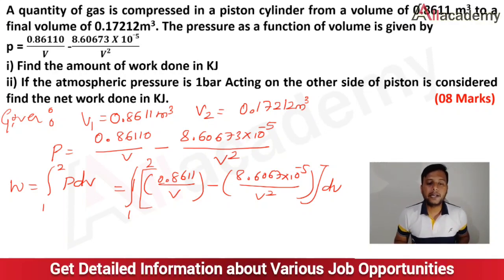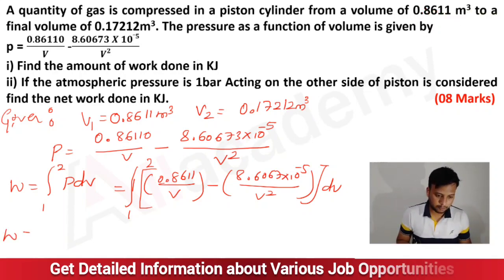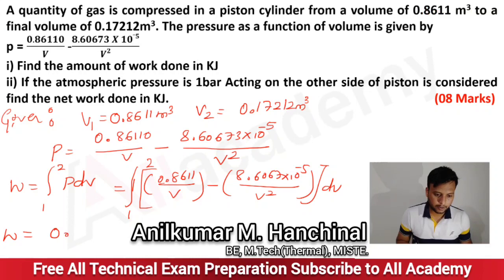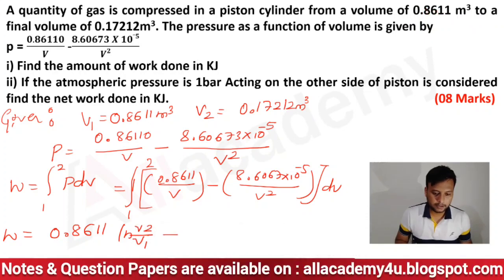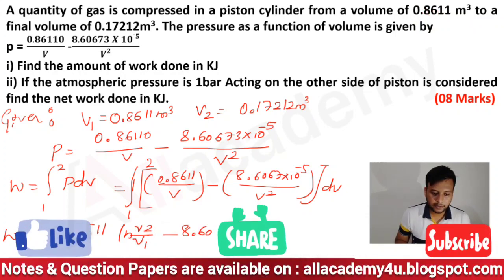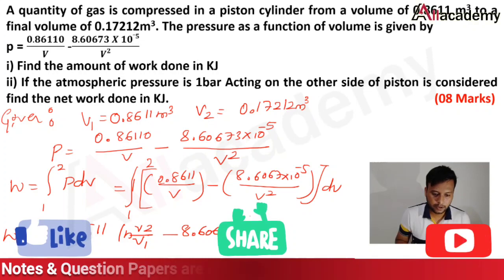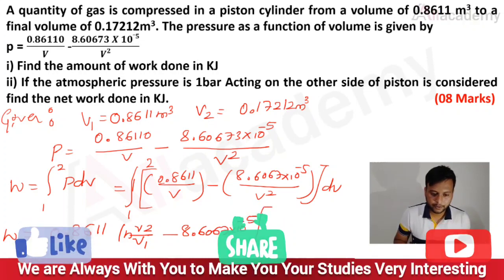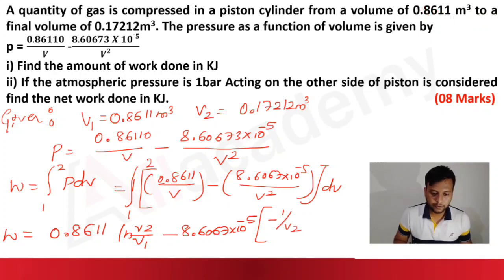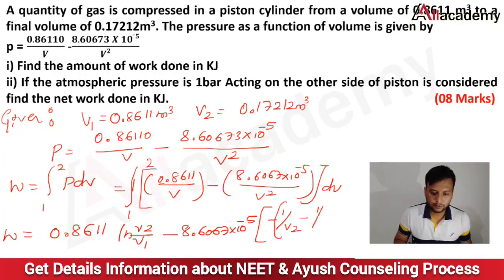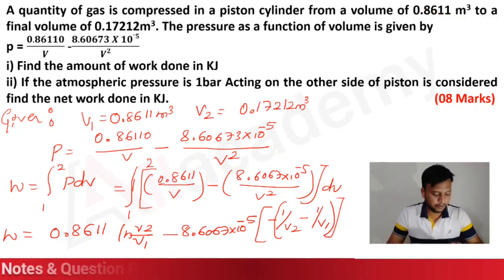Now if I integrate all the terms, I will get a work done equation as 0.8611 ln V2 by V1 minus 8.6067 into 10 raised to minus 5. So I'll get minus of that one, that is, in a bracket, V2 minus 1 by V1. So this is the simplified equation I get.